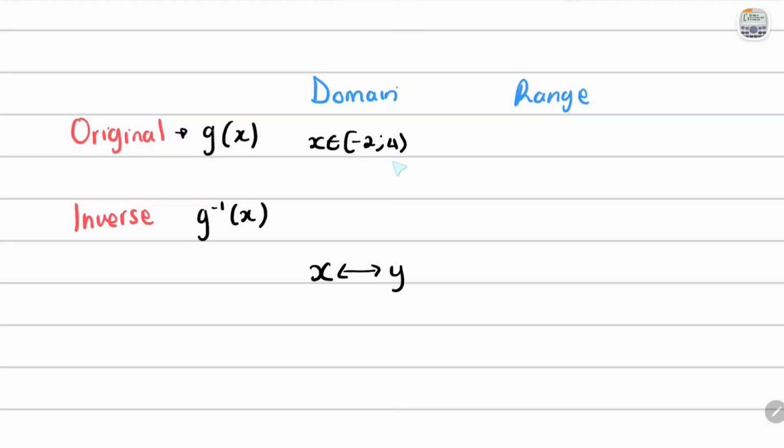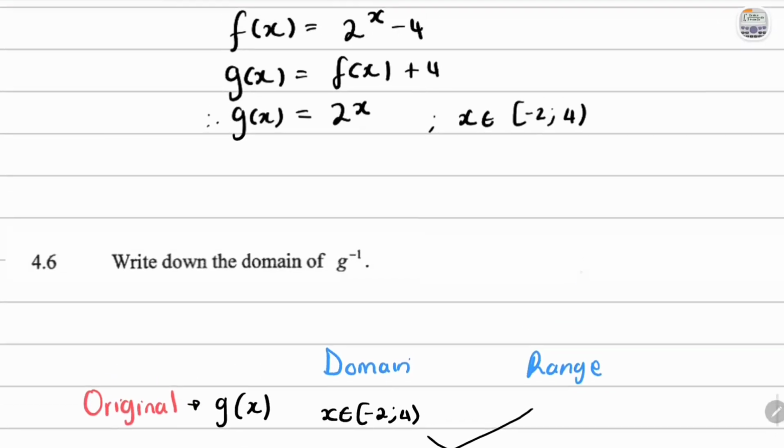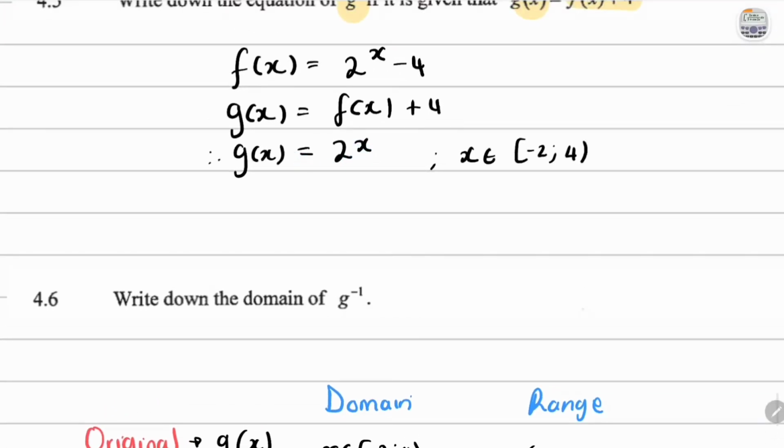Now, this domain is going to become the range of the inverse. So that will be y is an element of -2 going to 4. And then the inverse's domain is going to become whatever the range of the original is. So clearly, all we need to find is what exactly the range of the original is, and that will be the domain of your inverse. The graph of g is 2 to the power of x. The range will depend on whatever the domain is. So substitute these x values in and it will give you the y values that you can get. Then you will see how the domain will be formed through that.